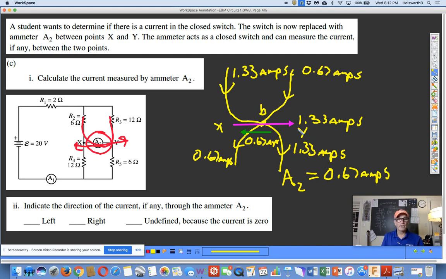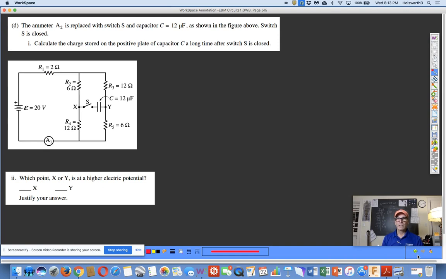Indicate the direction of current, if any, through the ammeter. I just did it; it's to the right. Do they ask us to justify it? This diagram does a pretty good job of justifying it, if need be. Let's go on to the last page.